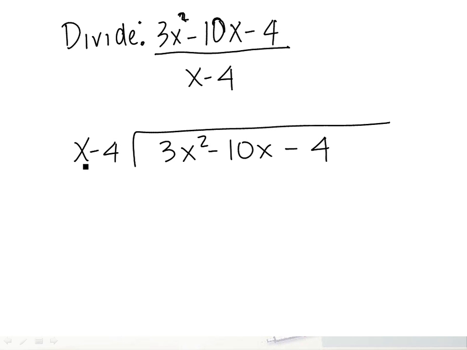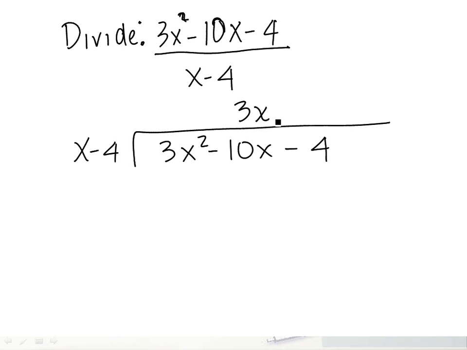x times what? So we're only looking at this first term here. x times what is 3x squared? So only look at the first terms in each. x times what is 3x squared? What is it? Alright, it is 3x. And again, I usually put it over the term here that's similar to this term that I put up here.